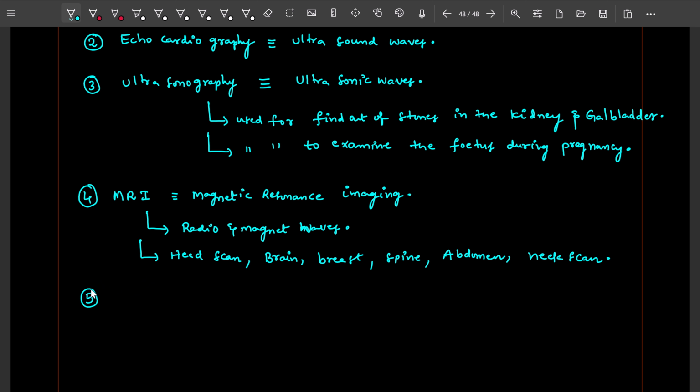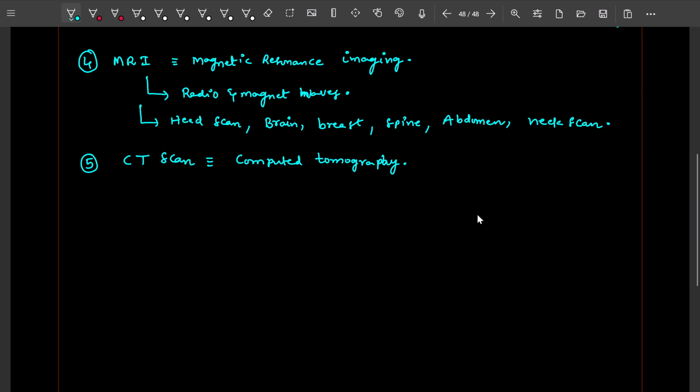Then the fifth one is the CT scan. CT scan stands for computed tomography. This CT scan uses X-rays.